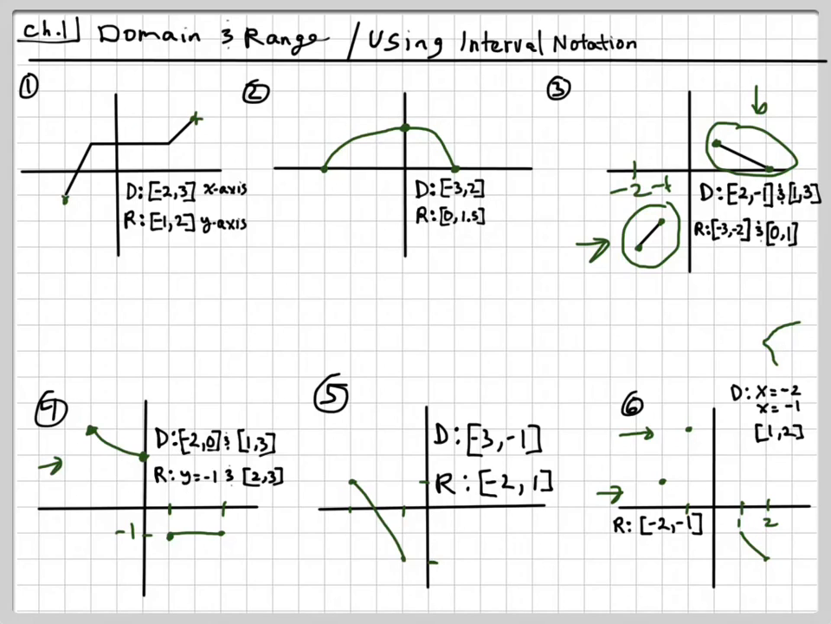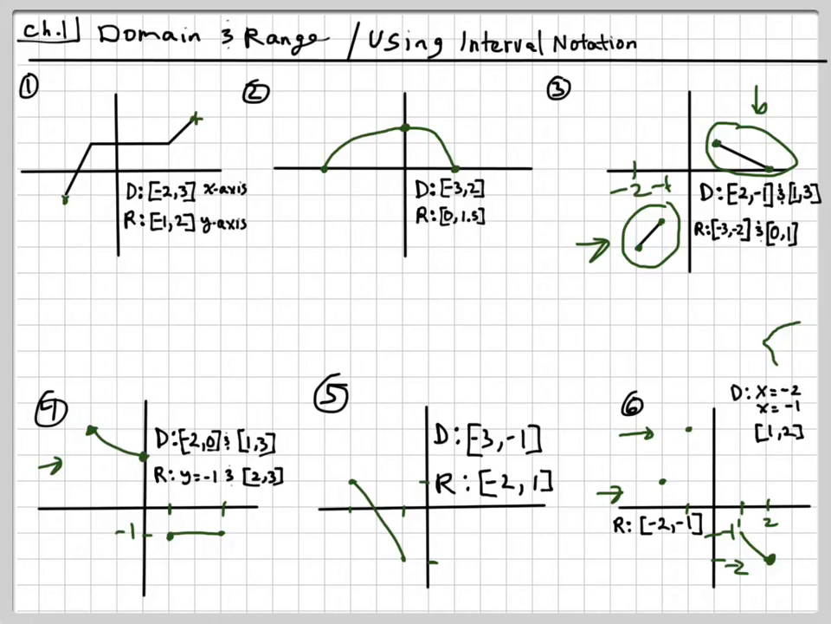Let me just finish up by doing the range. Now we're looking at the y values. The smallest y that we have anywhere here is going to be found in this segment right here on the right side of the y-axis, and that y value is -2, and it goes from -2 to -1. So we write that as an interval, -2, -1 in brackets.